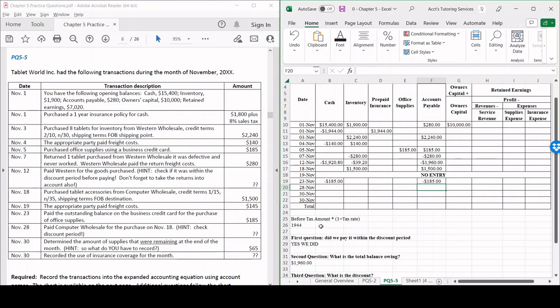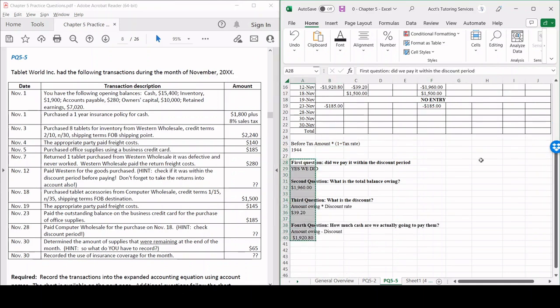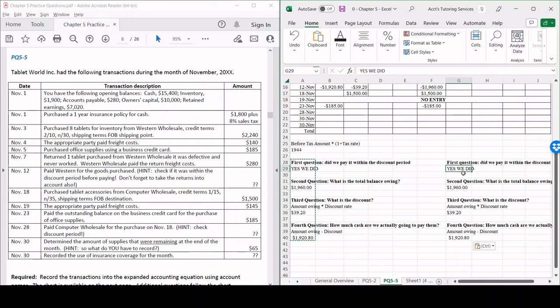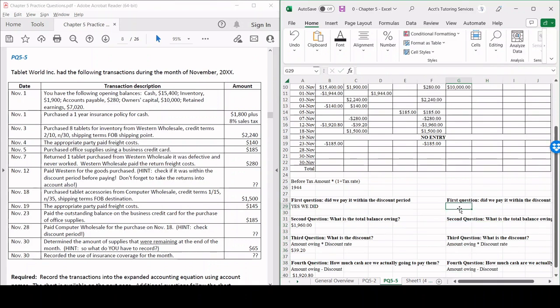So once again, let's apply these questions again. I'll put it over here, make it easier. Delete all this from the prior question. Okay. First question, did we pay within the discount period? So we bought this November 18th. Discount period is 15 days. So 18 plus 15 is 33. So we pay within by November 28th. That's within the discount period, obviously. So we do get the discount. Yes, we did.